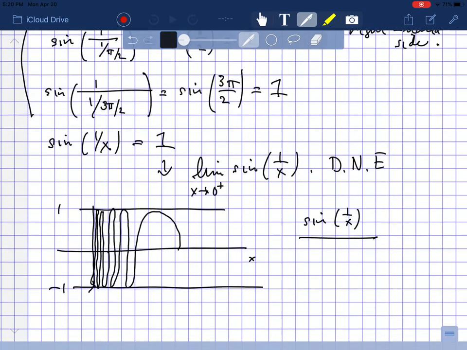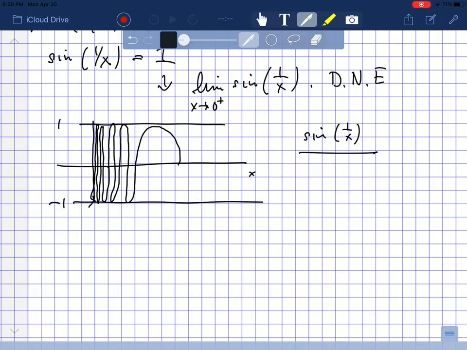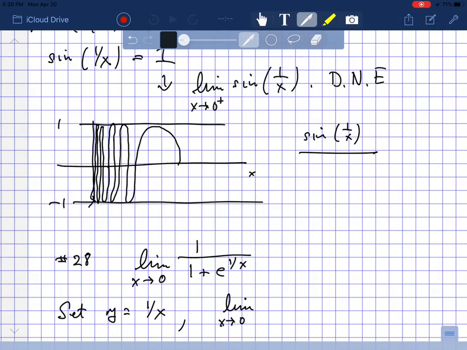Let's take a look at one of the problems in the book. This is problem 28. They want you to look at the limit as x goes to 0 of 1 over 1 plus e to the 1 over x. Okay? So what I'm going to do is set y equal to 1 over x. Now, what happens to y as x goes to 0? So I'm looking at the limit as x goes to 0 of 1 over x.